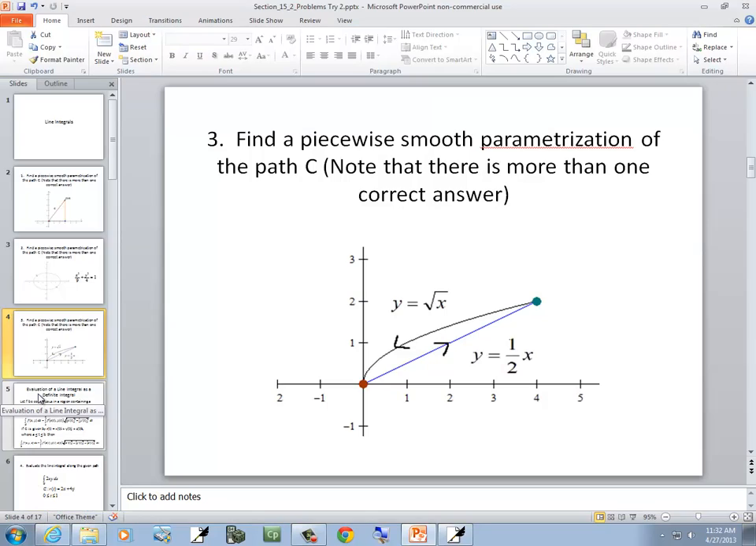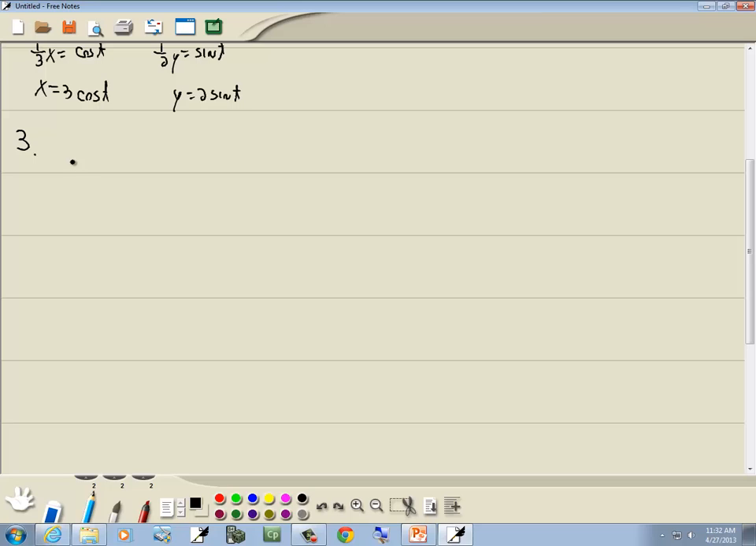Okay, and this one says find a piecewise smooth parameterization of the path C. Note that there's more than one correct answer. Well, first thing I notice is if we start at 0, 0 here, going up like this is going to the point 4, 2. So it's going from 0, 0 to 4, 2.